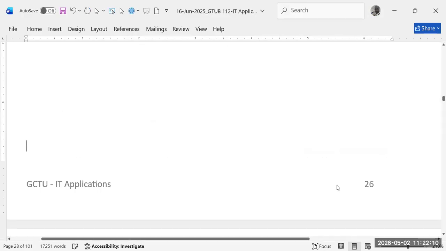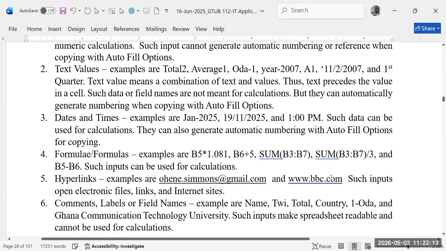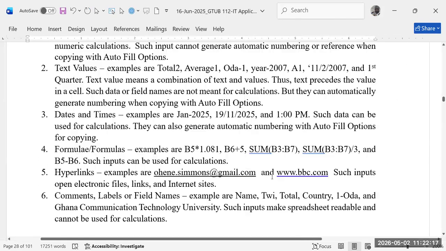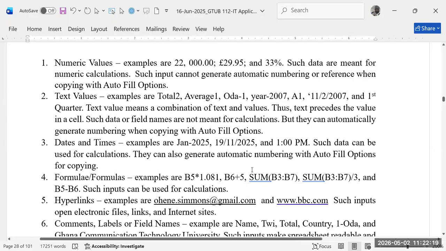Sir, yes, the numeric values. Okay, so they are used for calculations. That's good, they are meant for calculations. That's what I'm looking for. So that is your definition: numeric values are meant for calculation.